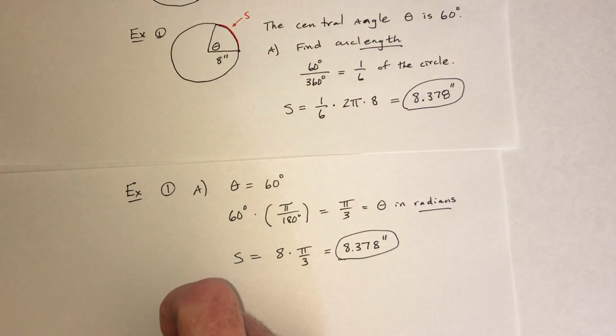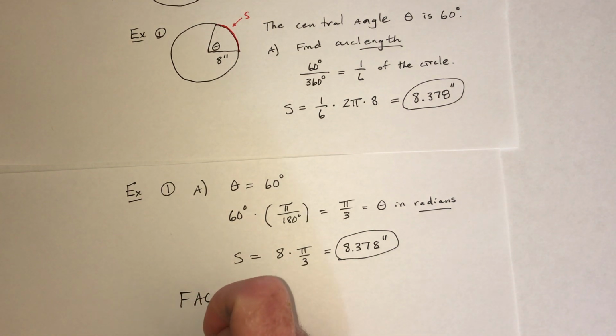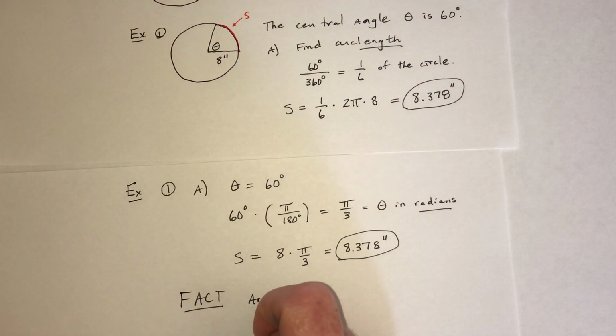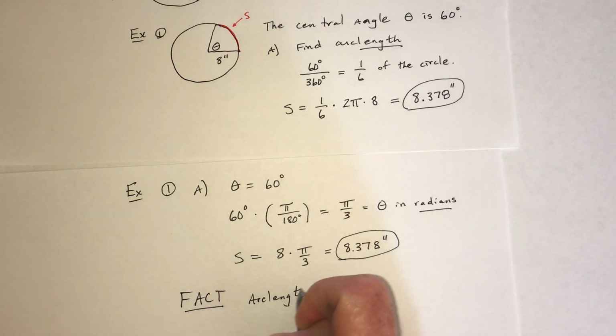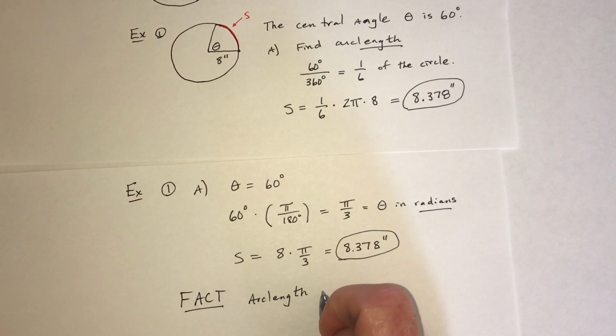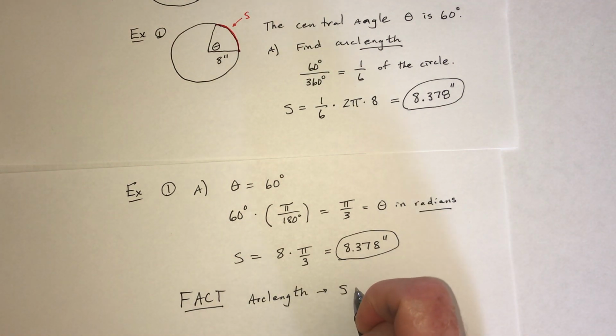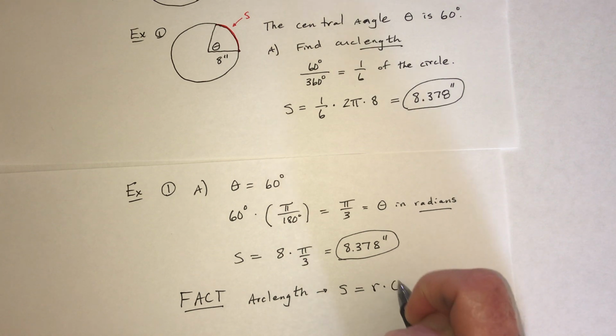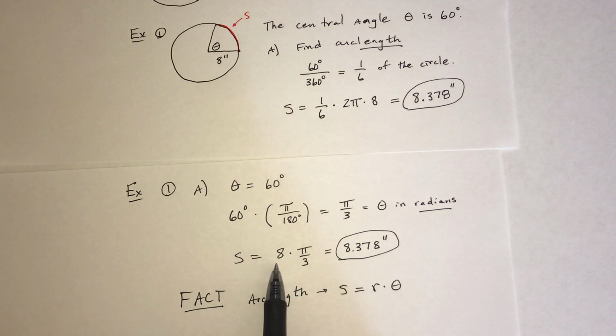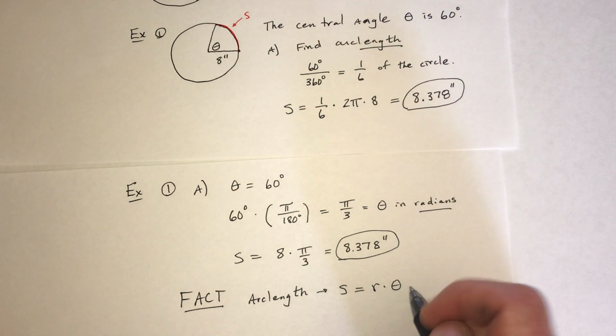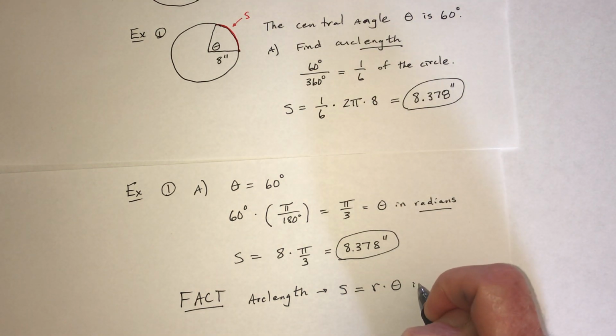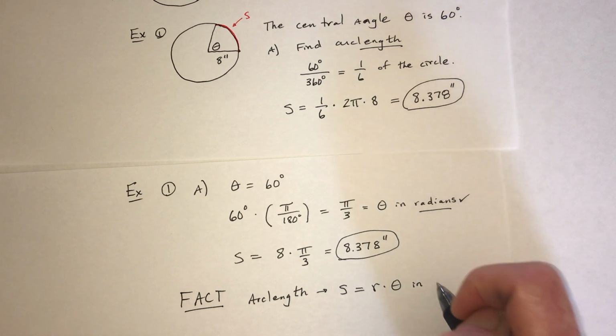Okay, so an important fact for arc length: that S is equal to r times theta. So just take the radius times the angle and you're done, as long as the theta is in radians. That's why I was emphasizing it over here.